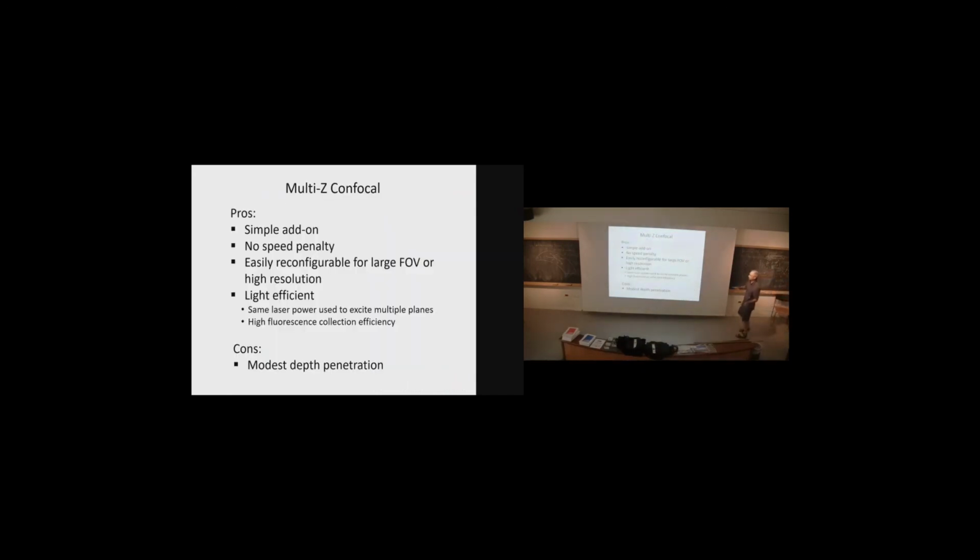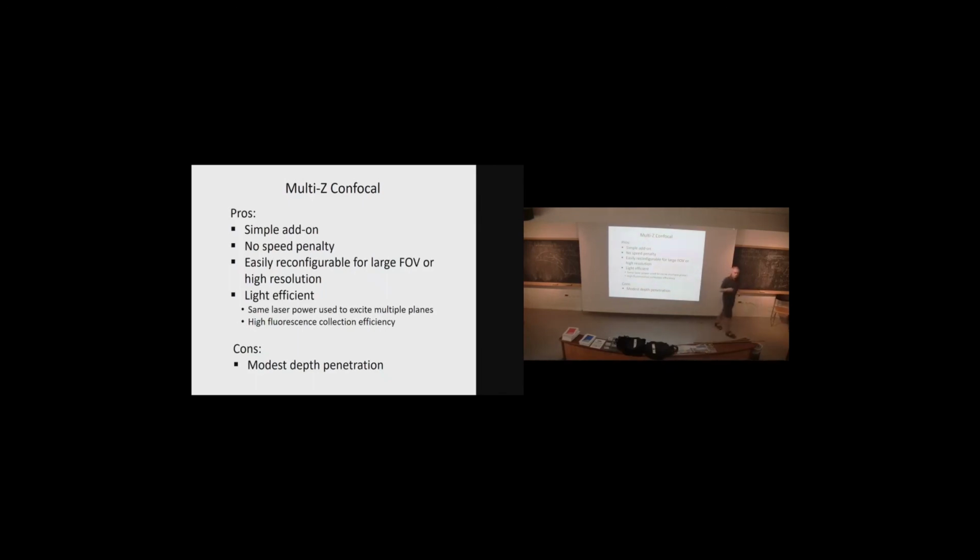Okay, last thing I'm going to talk about. So it's simple, no speed penalty, very easily configurable. You can have high resolution, smaller field of view, or low resolution, larger field of view. Light efficient, we're not losing any light. Why is it light efficient? It's because the same light is being used to probe each plane. If light misses one plane, it goes to the next plane. So it's the same light. So with the same amount of power, we get 4 planes, whereas in the past, you only get 1 plane.